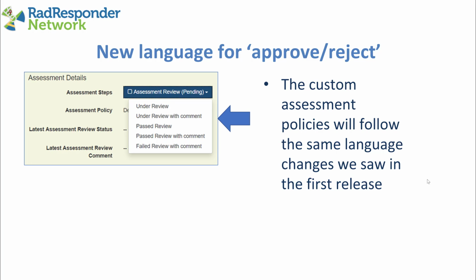The new language that was introduced in the last update will stay the same, so you'll see under review, pass review, and failed review instead of approve and reject.